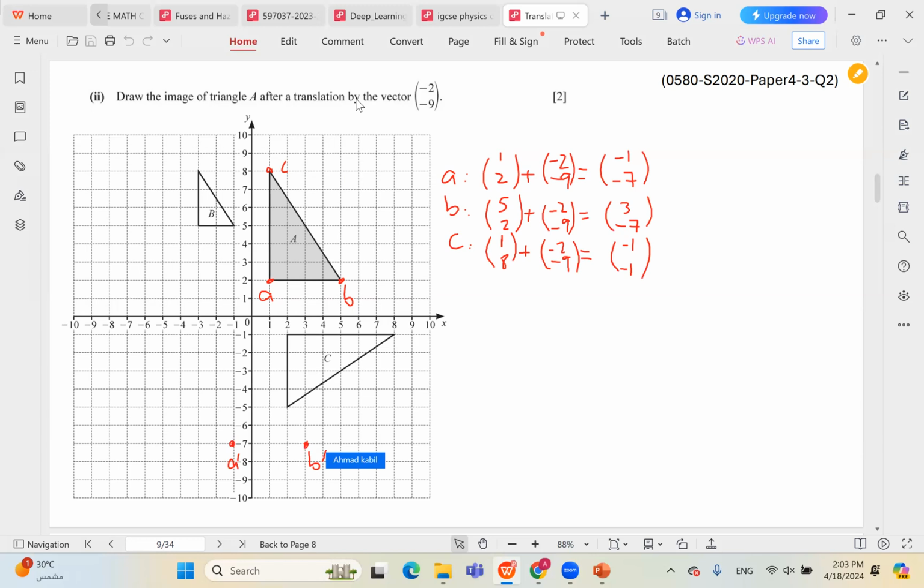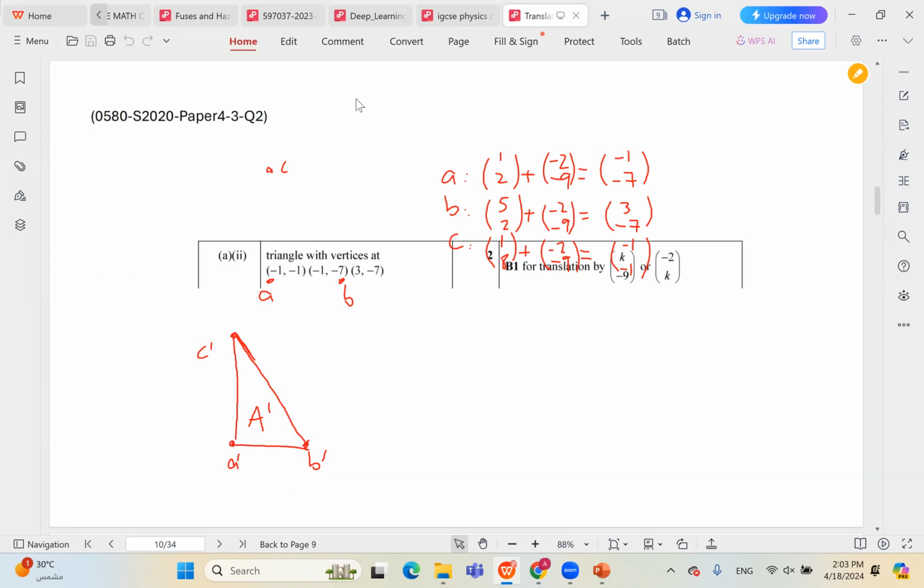And finally, -1 and -1 would be C dash. And we join these points together. And this is our new triangle, A dash. Of course, in the exam, you can use a pencil and a ruler to join them more properly than I did. I'm just writing on the screen, so therefore it's not as accurate as one would hope. So anyway, -1, -1, -1, -7, and 3, -7 are correct.